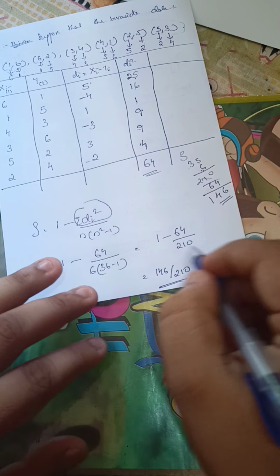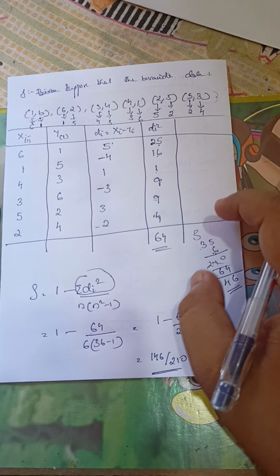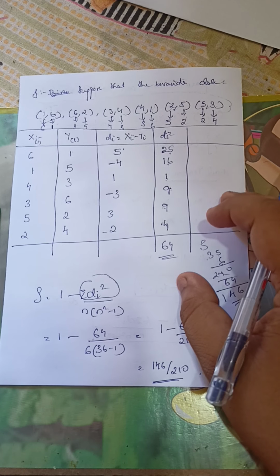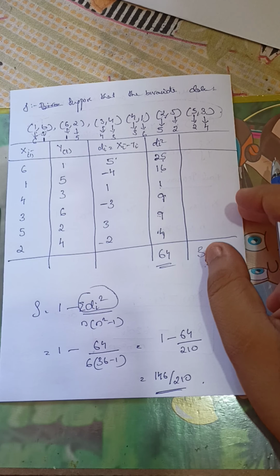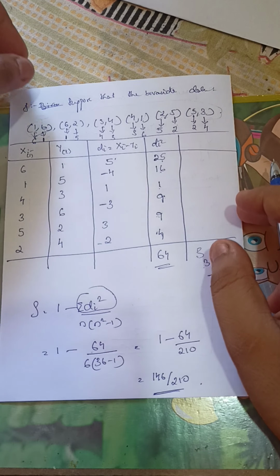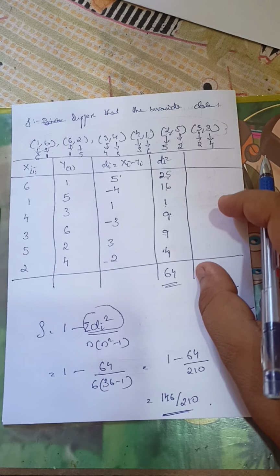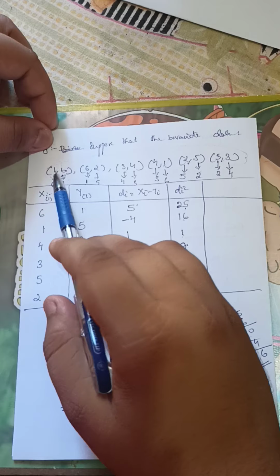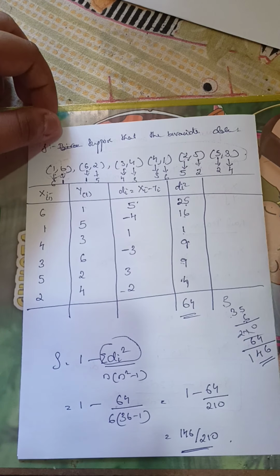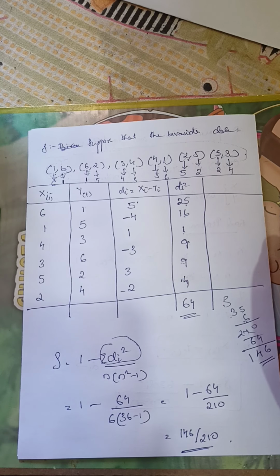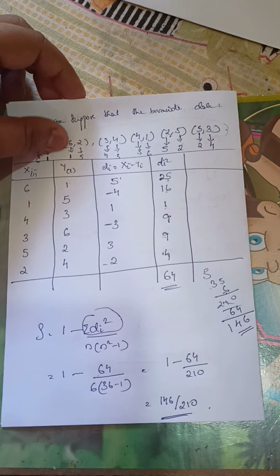You can simplify it. I don't have a calculator, and since I am recording on mobile, I cannot find the decimal answer, so you can verify this. This is an example of what we call the Spearman rank correlation coefficient. We find the corresponding ranks of the data and proceed in this way. I think the concept of Spearman rank correlation is very clear to you.